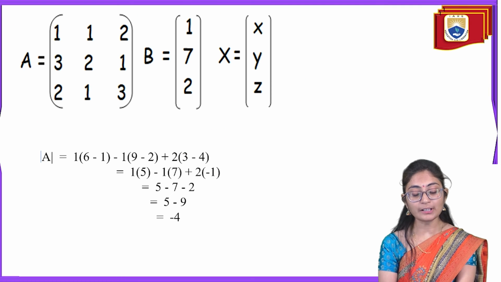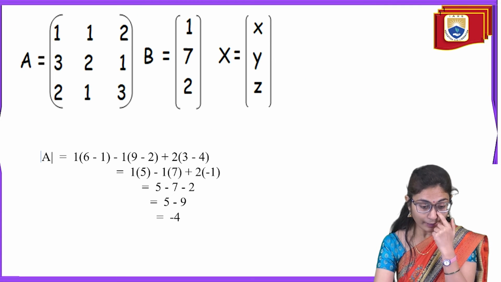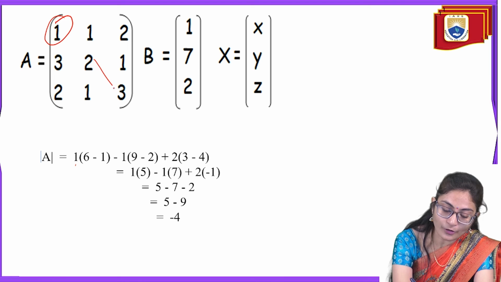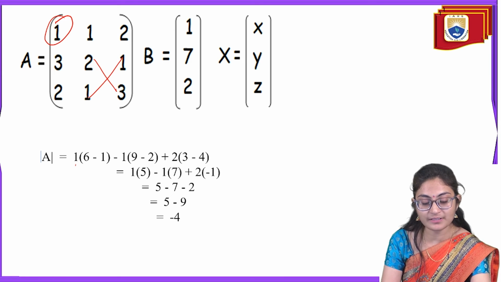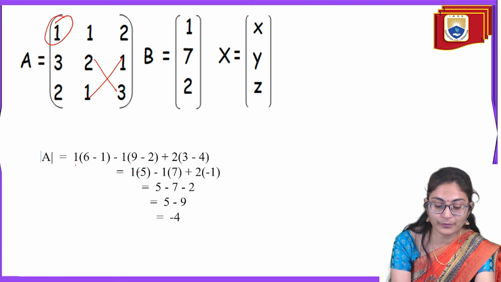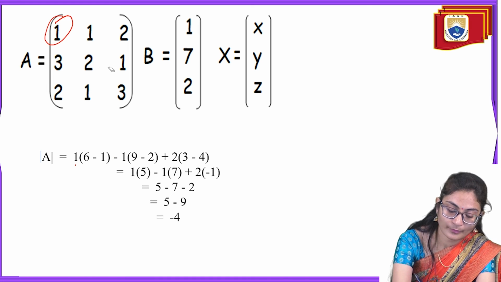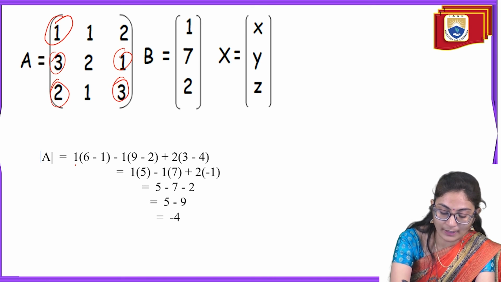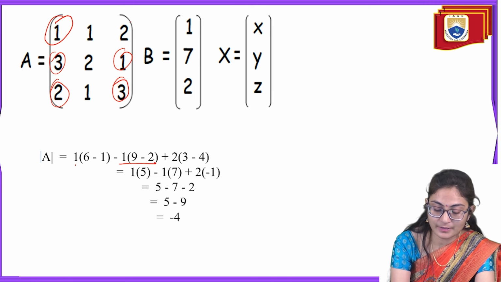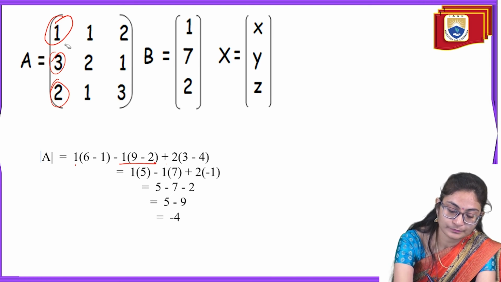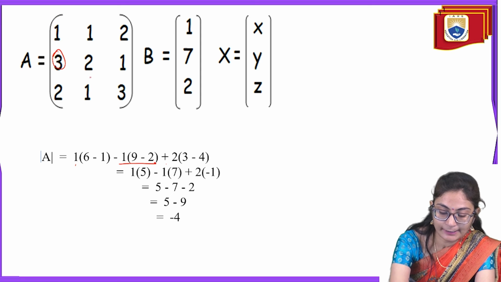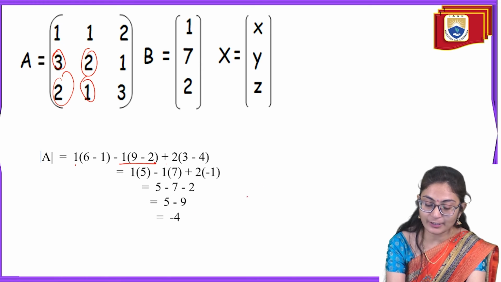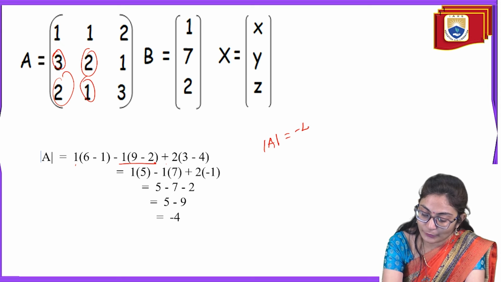Now you have to find out the first determinant. How will we find the determinant? First, we will consider the cross multiplication: 3 into 6 minus 1, again minus 1, 3 into 3 and 2 into 1, 9 minus 2 plus 2, that means 3 into 1, 2 into 2, that means 3 minus 4. Now you have to solve these things and you will get the determinant of A is equal to minus 4.